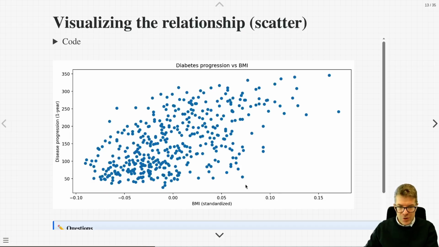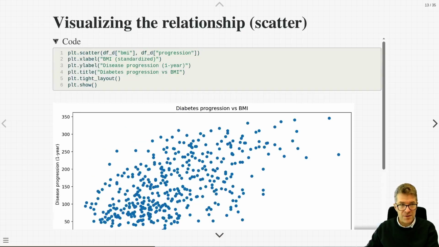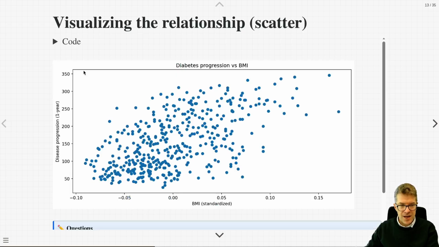So here we can visualize the relationship between our input, BMI, and the value we want to predict, which is the disease progression. And every dot over here represents a patient. Nothing much fancy is here. I'm just showing another scatter plot.